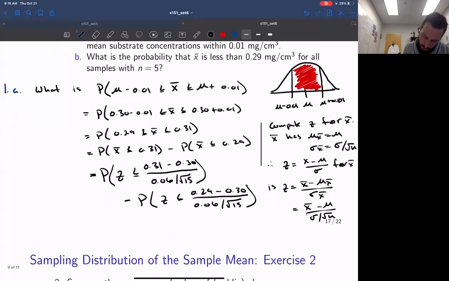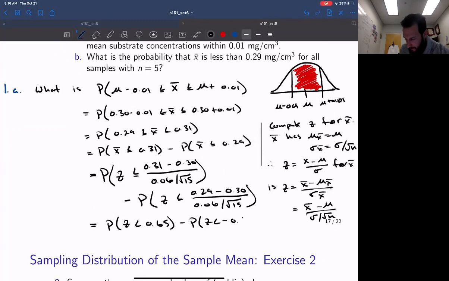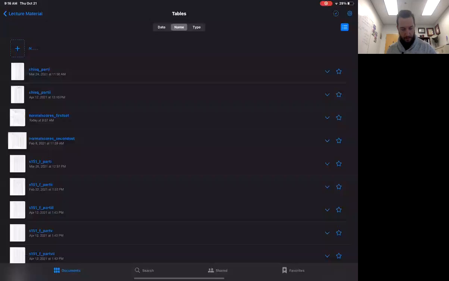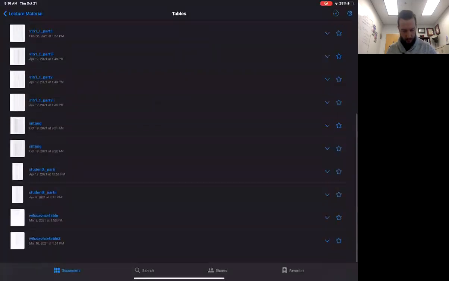Okay. That gives us the probability that Z is less than 0.65 minus the probability that Z is less than negative 0.65. Now all we have to do is look up those values in the normal table.